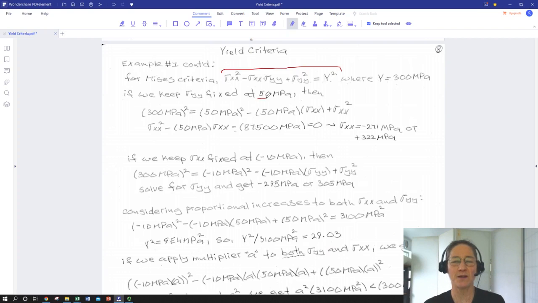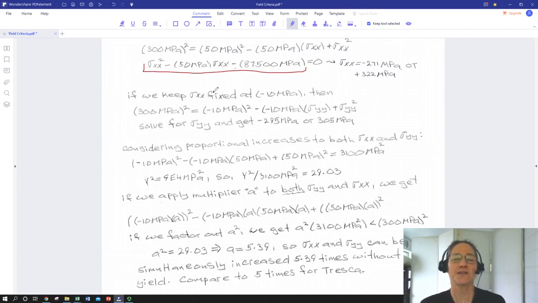We'll start by keeping our sigma yy fixed at 50 megapascals and solve for sigma xx, and so I get a quadratic expression, and I solve for sigma xx. This time I could either go more compressive, or I could go the other way and apply a significant amount of tensile stress. So I actually get two values from this. And I can do the same thing with solving for my normal stress in the y.